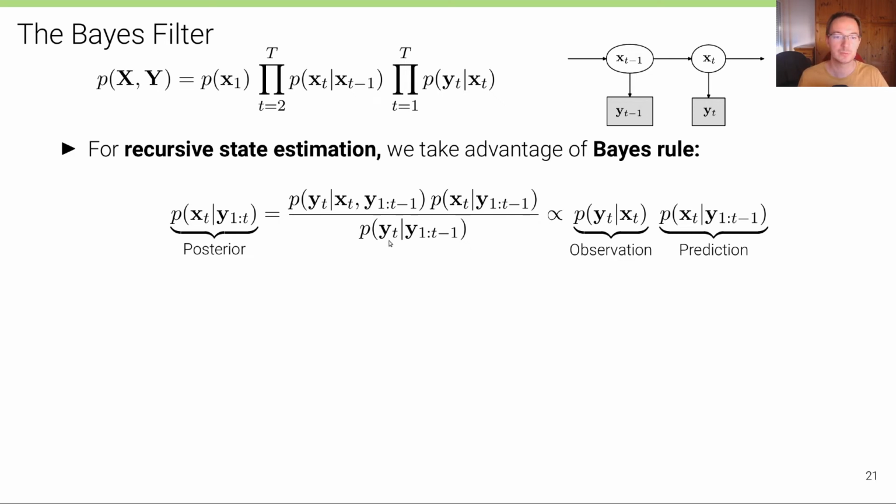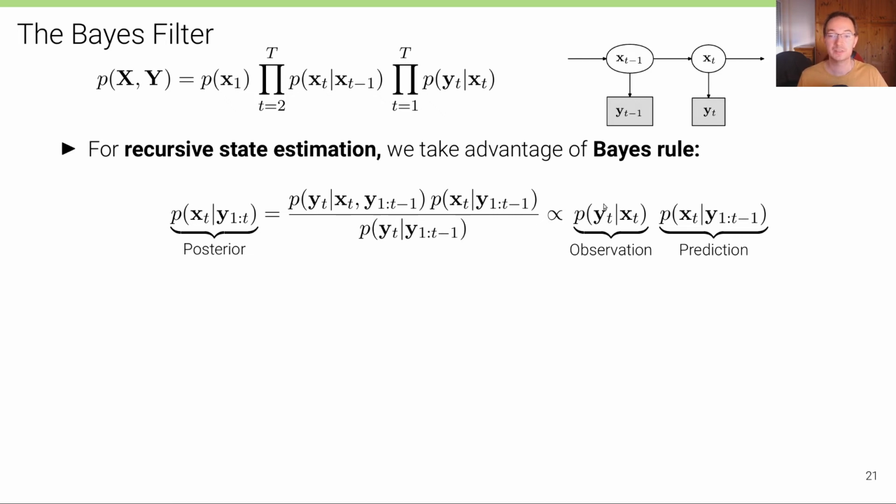So this is just the formula from before. Now what we observe here is that in the denominator we have a constant because x doesn't appear. We don't have any random variable. These are just observations. So we can absorb this constant into the proportionality symbol here, which means that the posterior is proportional to the observation distribution times the prediction. This is the first term here, and this is the second term.